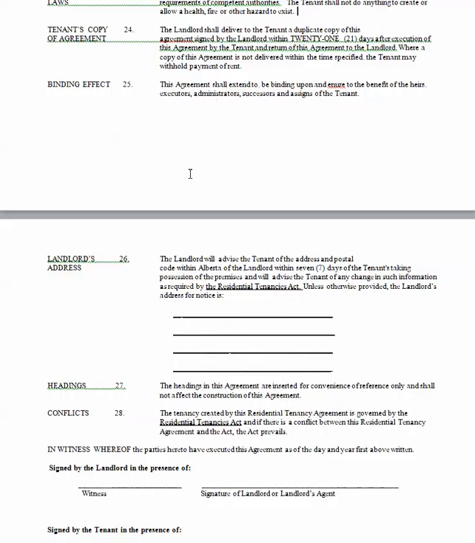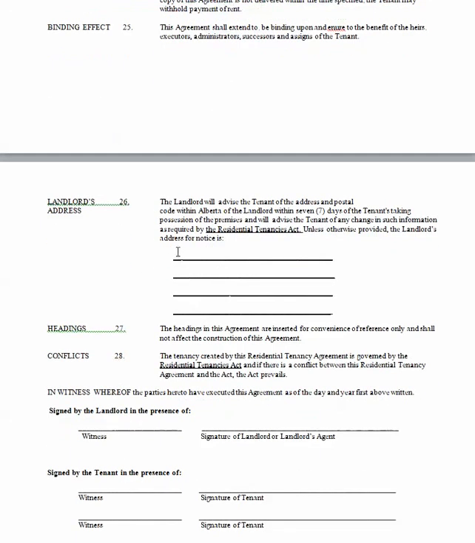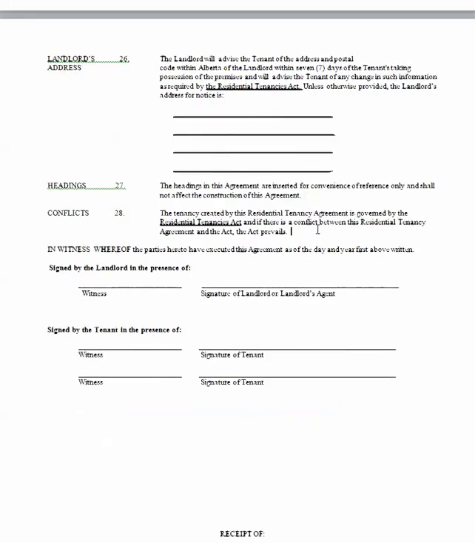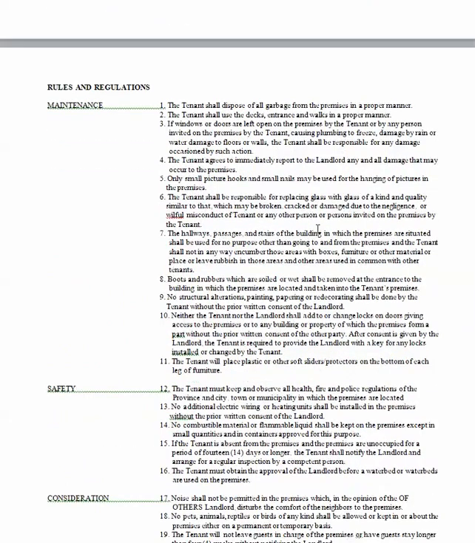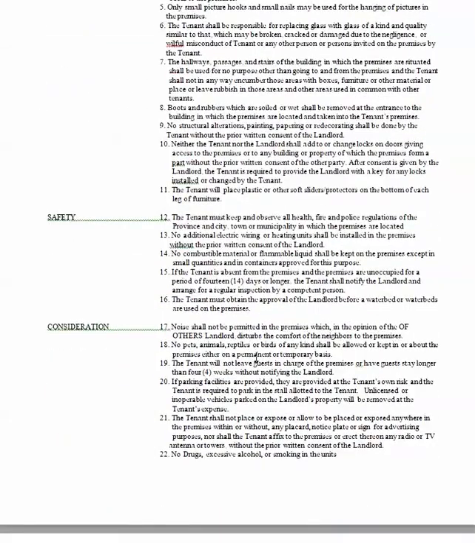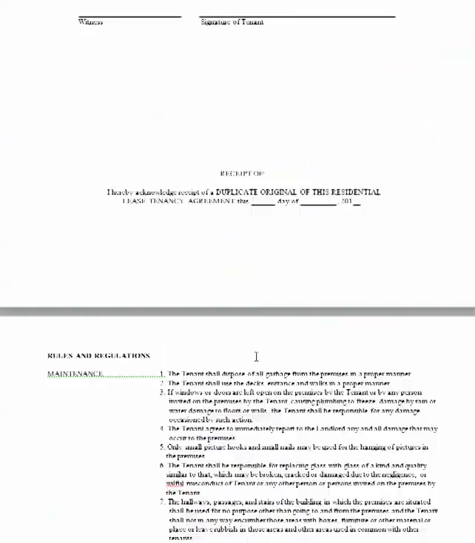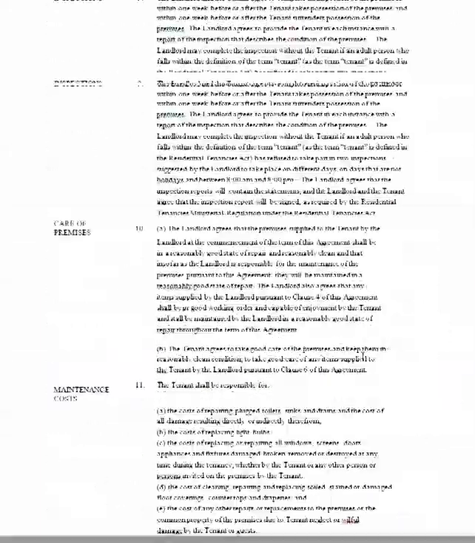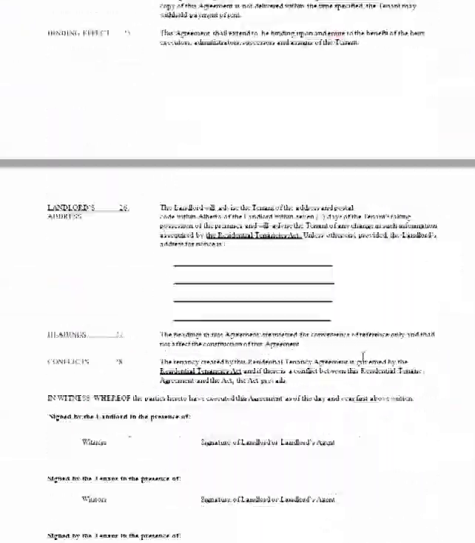Binding effects, landlord's address. So this right here would be the landlord's address. Typically that could be the caretaker's address, but the landlord's address can also go there, and you should be sending your post-dated checks there. Headings and conflicts. Then you sign this here, and then we have our maintenance, rules and regulations, safety, consideration. I'd like for you to initial each and every one of these pages, and we'll put an initial on the bottom there so you understand that you have read this agreement and are able to comply with it.